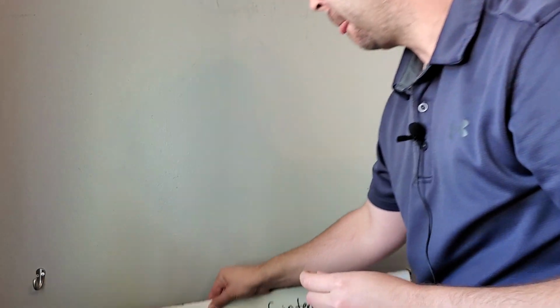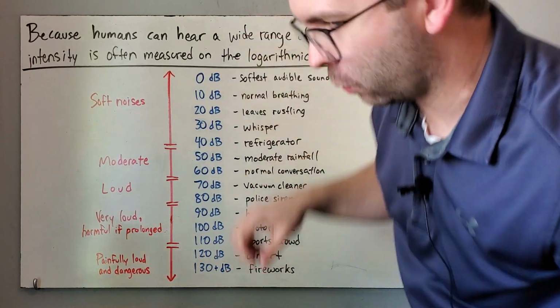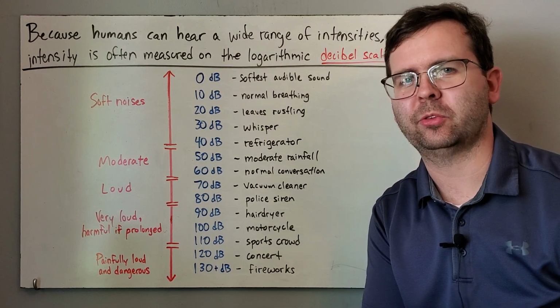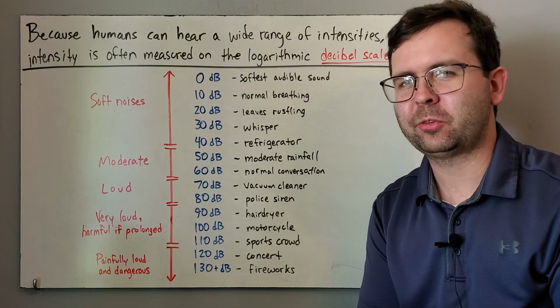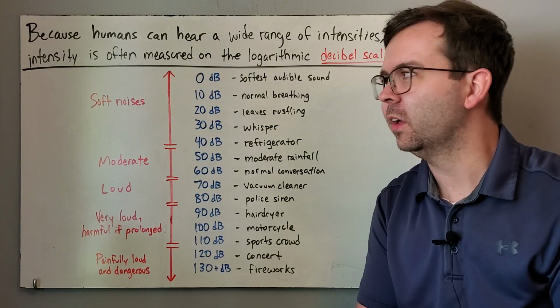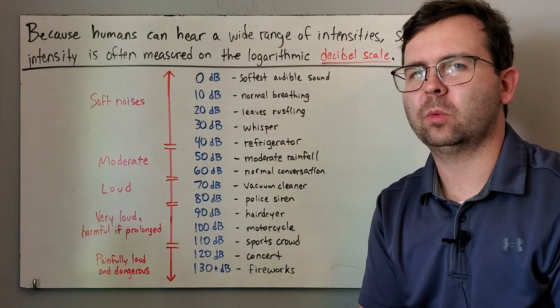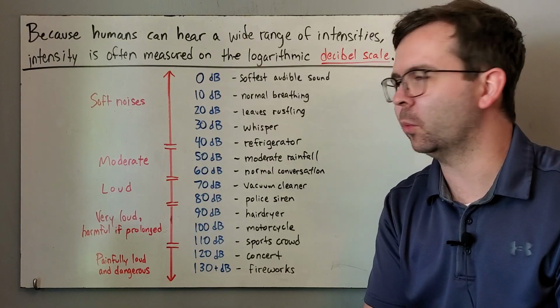So let's look at one way that intensity is measured. And you may be familiar or have heard of this before. Because humans can actually hear a very wide range of intensities for sound waves, we measure the intensity of sound on a logarithmic scale, which is basically a powers of 10 scale. So we call this scale the Decibel Scale.